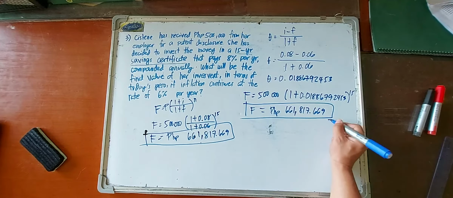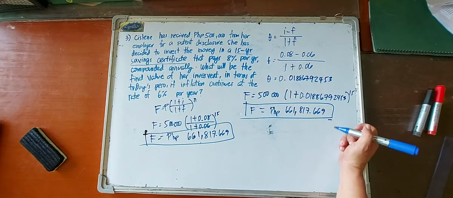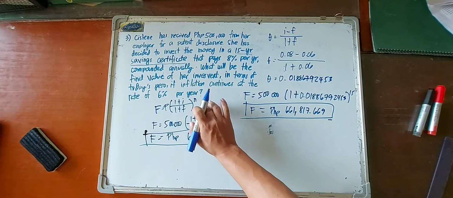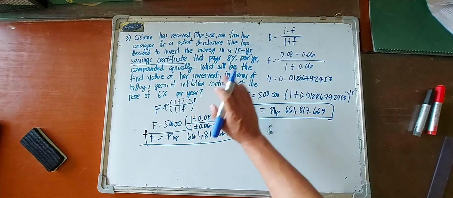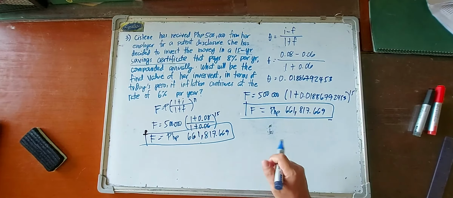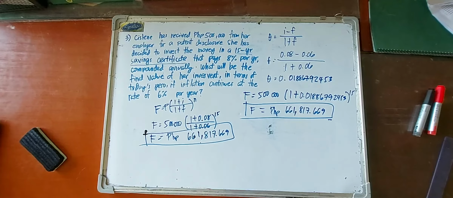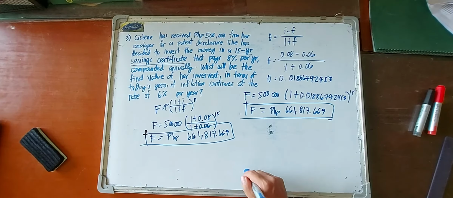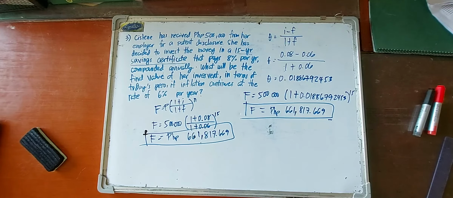Ayan. So that's how you compute for the value of the investment using yung derived formula natin, or in terms of the composite interest rate, theta. Ito. Okay. Next. So that would be the last problem for this particular topic. Next would be tax. The effect of tax in our investment or money.